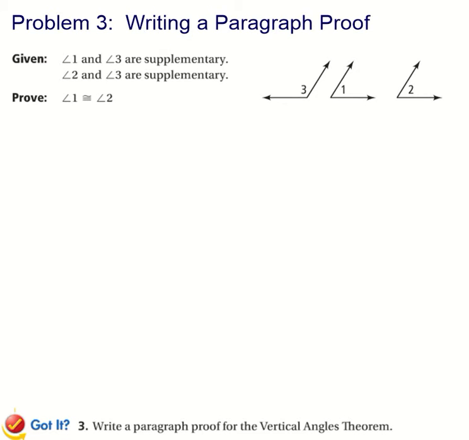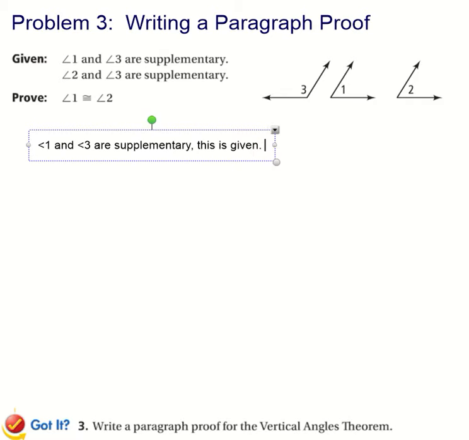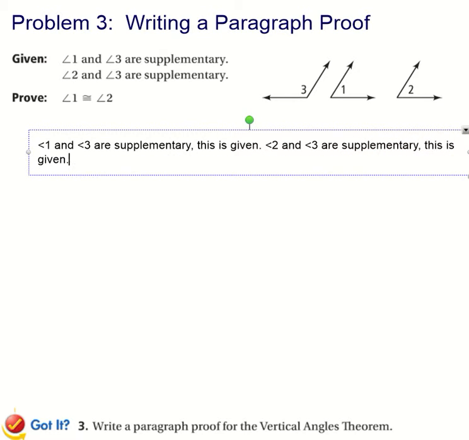So we are now going to write a paragraph proof about that. We know that angle 1 and angle 3 are supplementary, and angle 2 and angle 3 are supplementary. So I'm going to just write that in the beginning of my proof. Angle 1 and angle 3 are supplementary. This is given. Angle 2 and angle 3 are supplementary. This is given. So we just start off with saying what's given, which is the easy part.